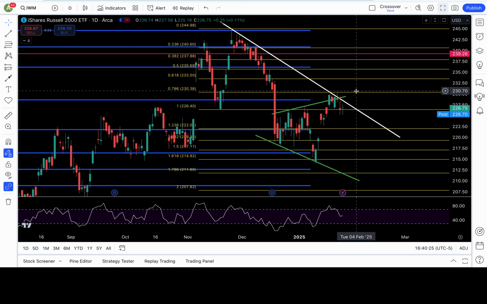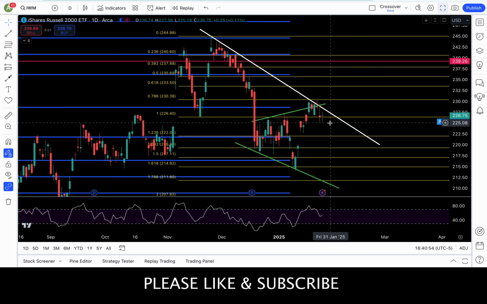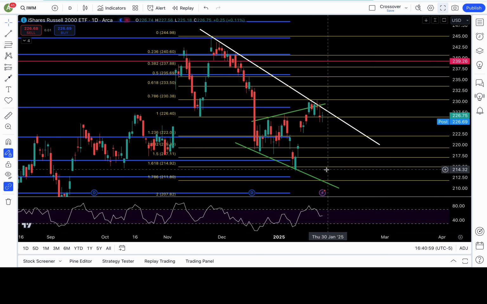IWM just chopping a bit, trying to figure out what it wants to do. If it's going to be bullish, it needs to clear 228 tomorrow. That would be a breakout of this downtrend line. That would be bullish. 230.5, 233.5, 235 would all be in play if 228 clears tomorrow. If we want to get bearish, I need to see 225 fail. If 225 fails, you want to look to short with 222. Gap fill around 220-ish or lower would be incoming. Below 225 is bearish. Above 228 is bullish.